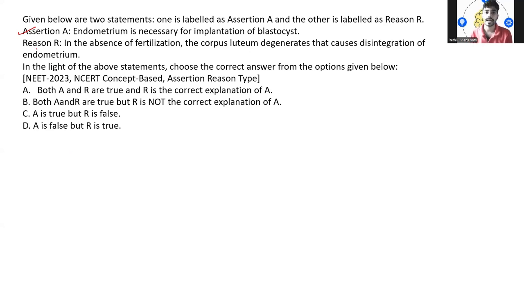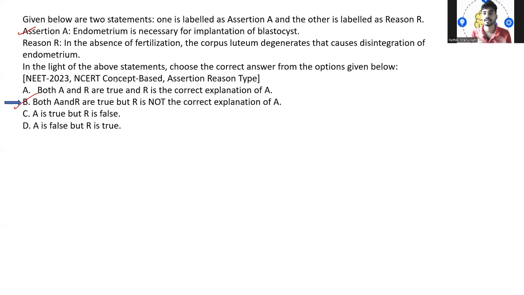Can I consider that there is an interrelation between corpus luteum degeneration and disintegration of the endometrium? The endometrium is where implantation normally occurs, but if fertilization doesn't happen, implantation will not happen. So what could be the right answer here? Both statements might be right, but R is not a correct explanation for A. Yes, both A and R are true, but R is not the correct explanation of A, as I told you.